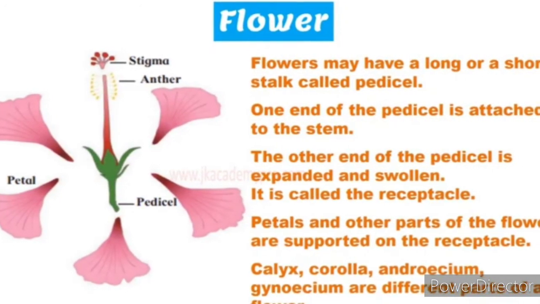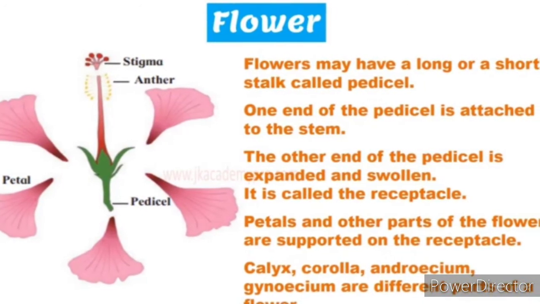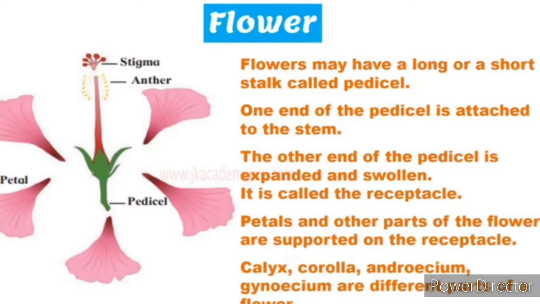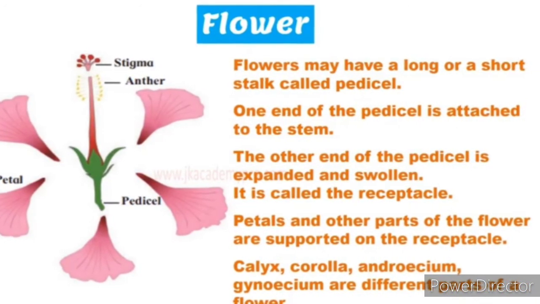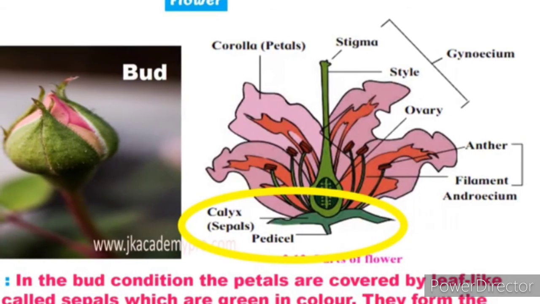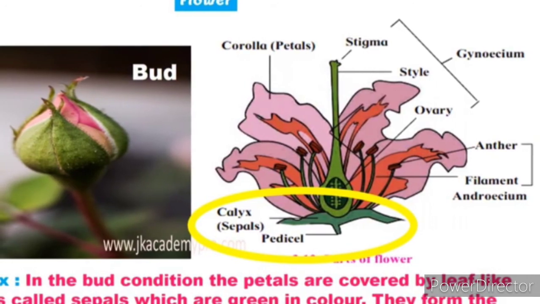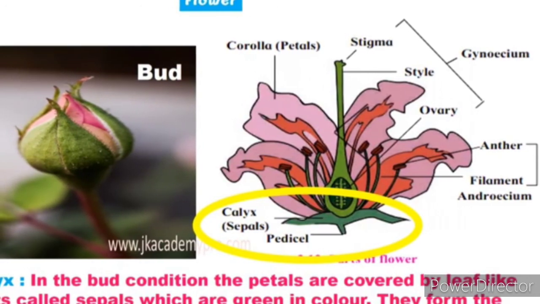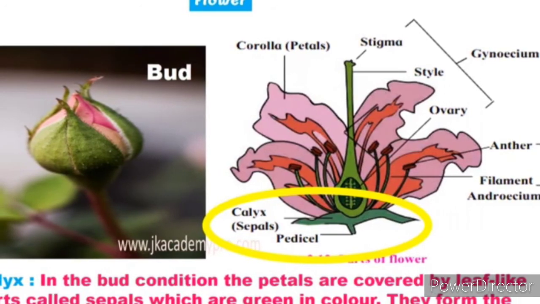Okay, now what other parts are there? Calyx, corolla, androecium, gynoecium. These are the different parts of the flower. They are supported by the receptacle. Now one by one we will see the parts of the flowers. Which parts did I tell you? Four main parts are there: calyx, corolla, androecium and gynoecium.